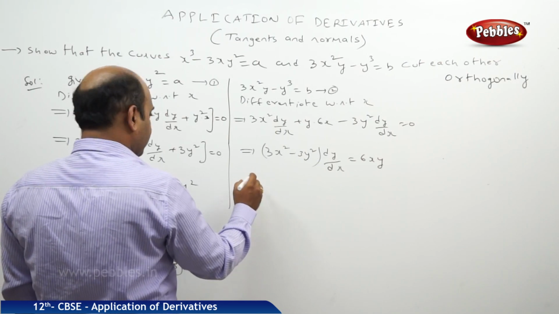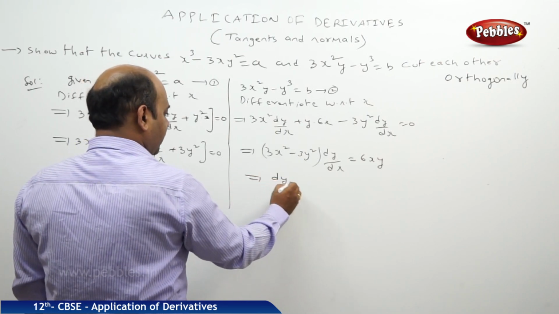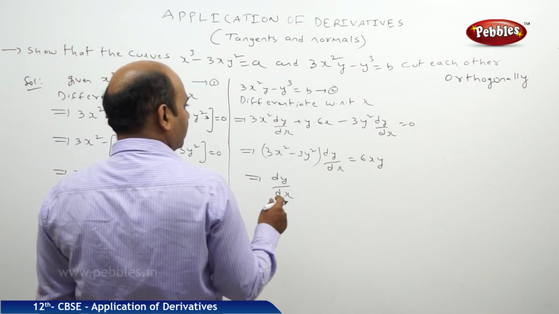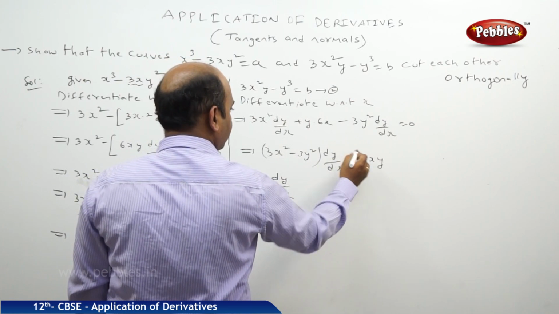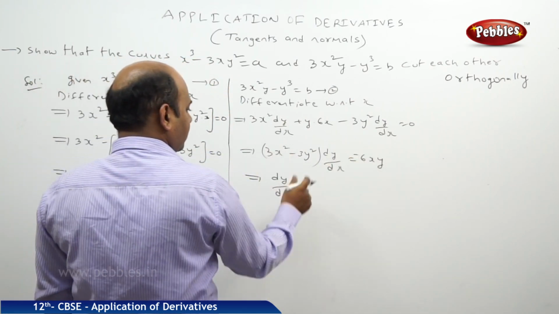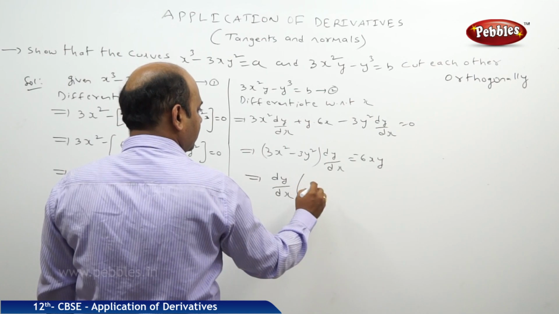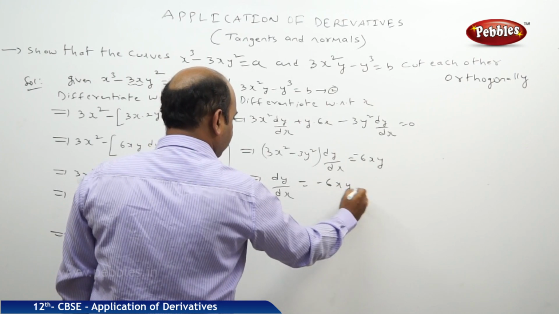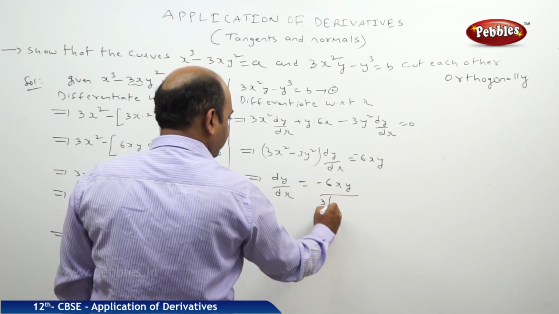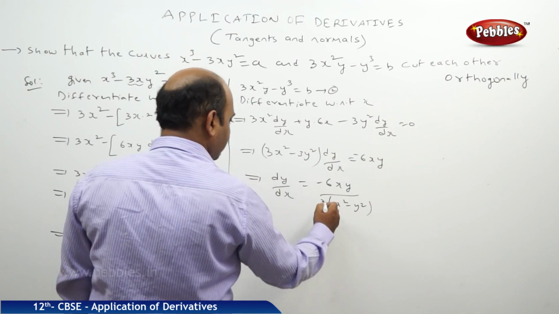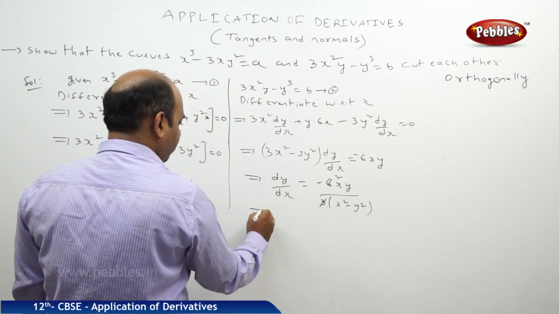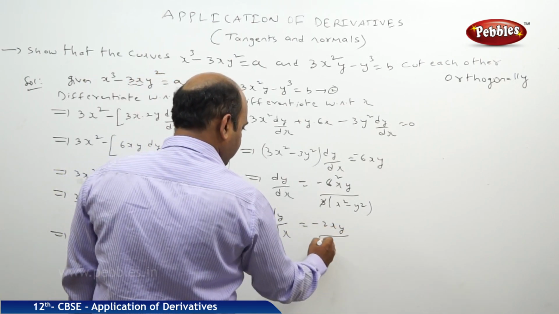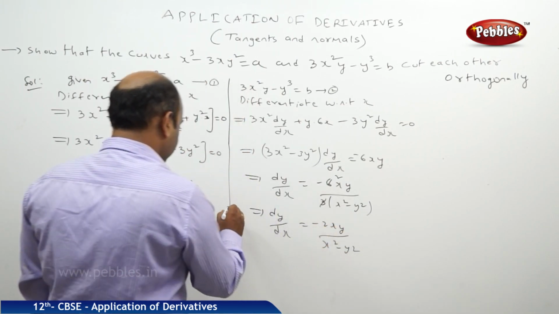So finally dy by dx is equal to 6xy, going to that side I can write it as minus 6xy. So dy by dx is equal to minus 6xy divided by 3 into x square minus y square. Now 3 ones are 3, 3 twos are 6. So finally dy by dx is equal to minus 2xy by x square minus y square.